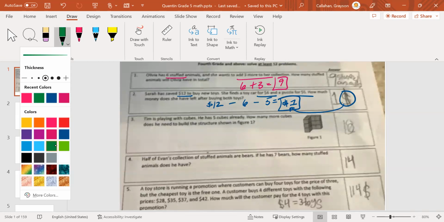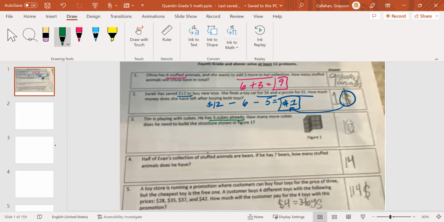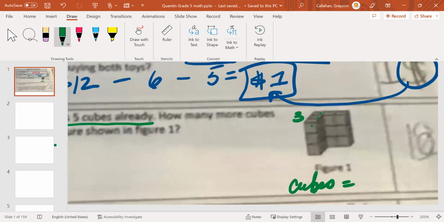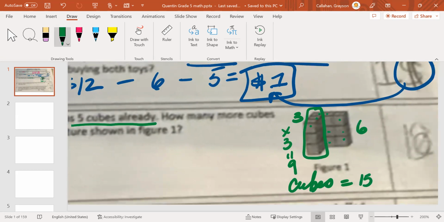Playing with cubes. He has 5 cubes. How many more cubes do we need? Okay, so let's take a look at figure 1. How many cubes are in figure 1? So there's 1, 2, 3 right there, right? 3 times 3 is 9, and that's this part right here. Do you see that? And then there's 1, 2, 3, 4, 5, 6. So there are 15 cubes, right?